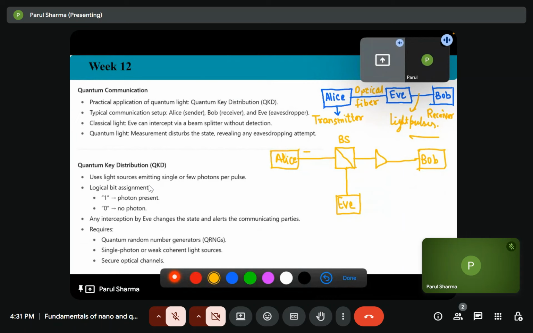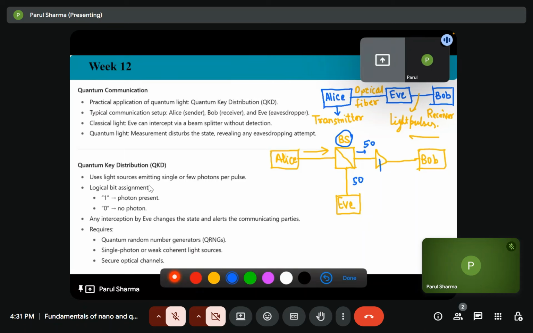Here we are sending, and using the 50-50 beam filter. So it will divide, half of the photons, 50 million photons will go to Bob, and 50 million photons will go to Eve.